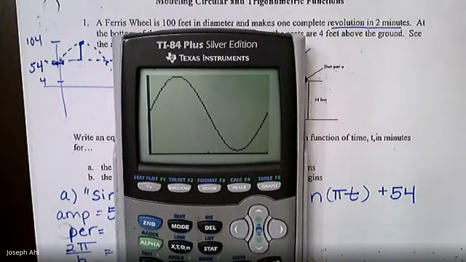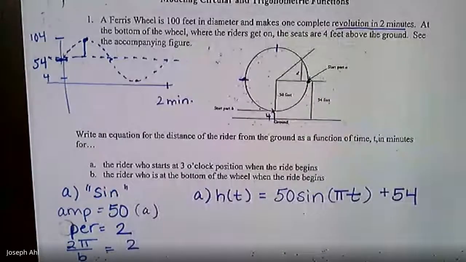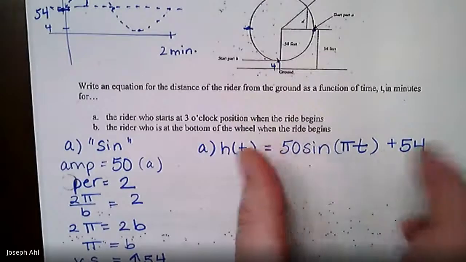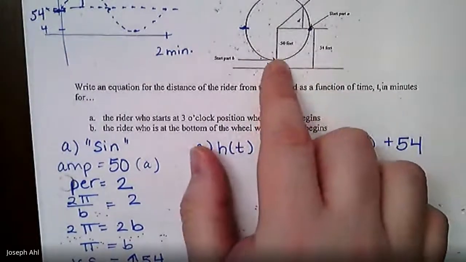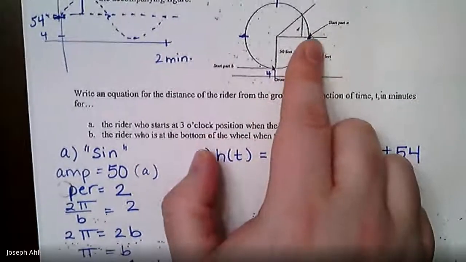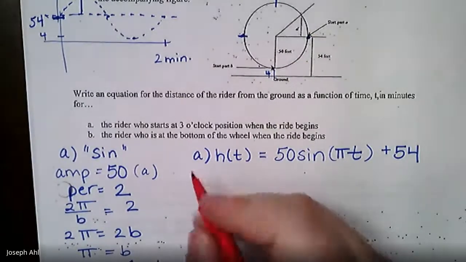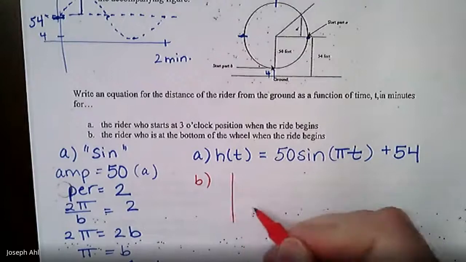It takes a little while to get used to some of this modeling with sine and cosine curves, but we're going to get a little bit more practice right now in the next example, which says, well, what if the rider started at the bottom of the Ferris wheel? How would this equation change if we want to start at the bottom and not at the 3 o'clock position? So for part B, let's see if we can sketch a quick graph as to what that would look like.